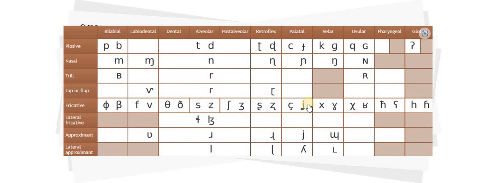There is another type of sound which is called affricate. We were talking about fricative. There is another one that's not in this table, called affricate. The affricate sound consists of two sounds actually: a plosive or stop sound, and then a fricative. So it is different from a fricative, but half of it is a fricative.